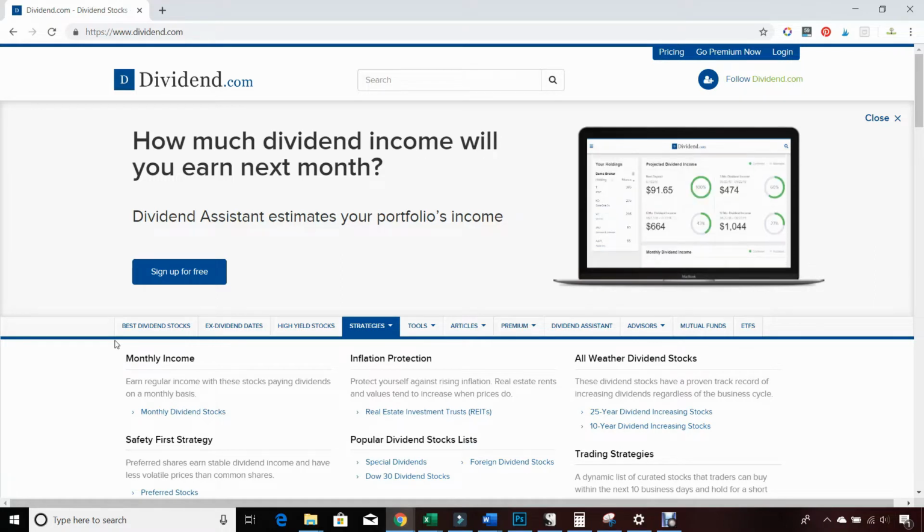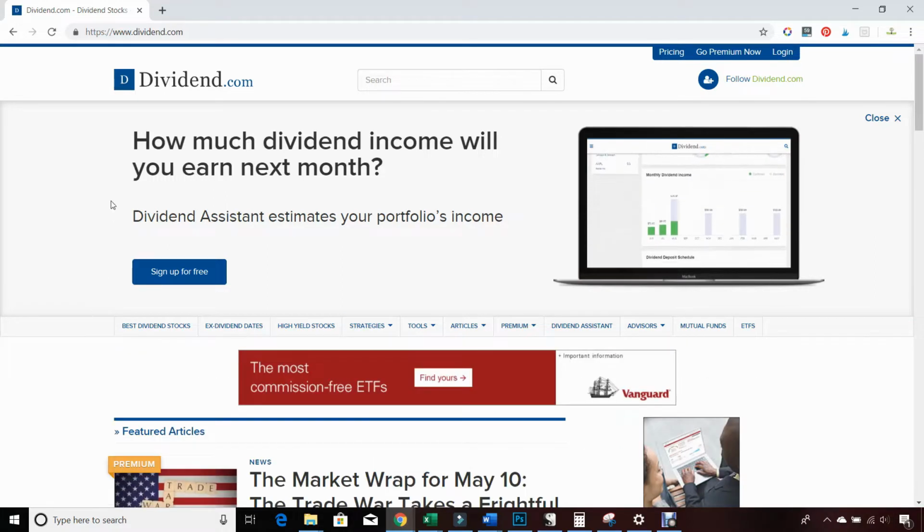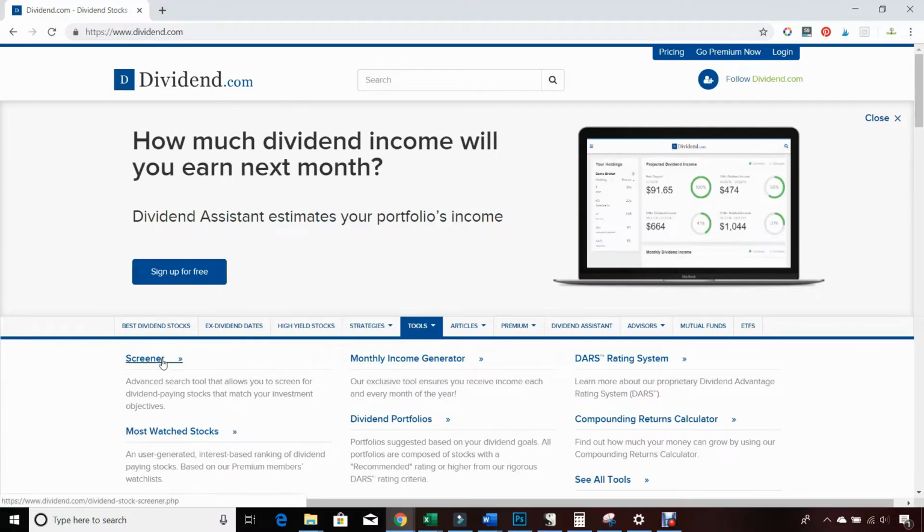Now, the Dividend.com screening tool has a free version and a premium version, but I think the free version is perfectly fine if you want to use it to screen for stocks, and it's something that I use sometimes as well. And I think it's one of the more unique stock screeners for dividend stocks. So let's take a look at how to use it. What you want to do is go to dividend.com and under tools, go to the stock screener.